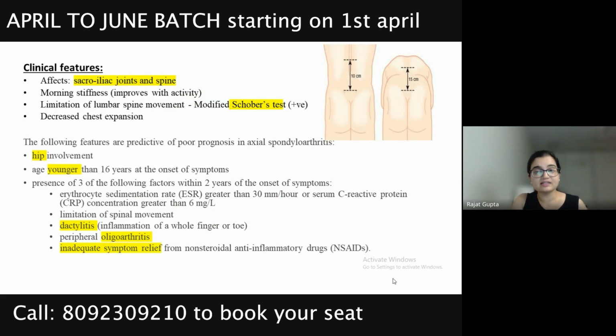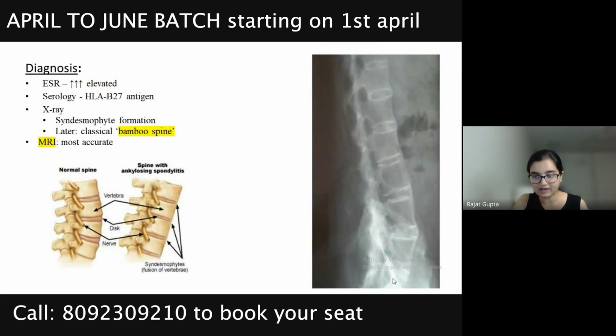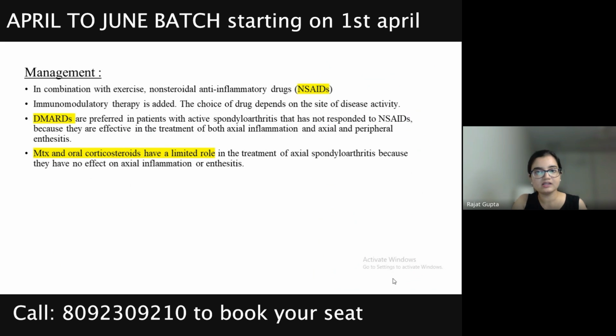Poor prognosis factors: younger patient, hip involvement, not relieved by NSAIDs, and whole finger involvement like dactylitis. On X-ray, what are we going to see? Bamboo spine. What's the most accurate test? It's going to be MRI. Okay. Treatment: NSAIDs. DMARDs, methotrexate, and steroids are not going to work with AS.